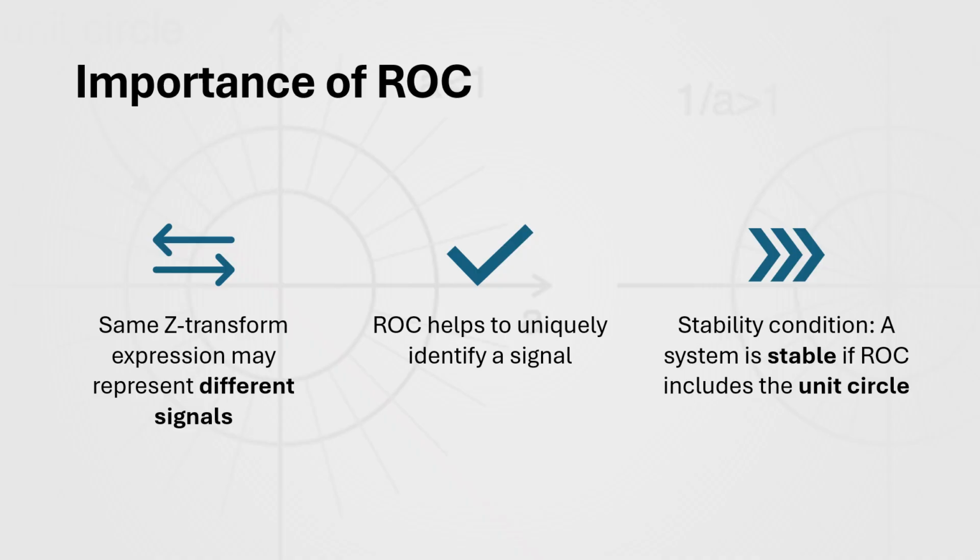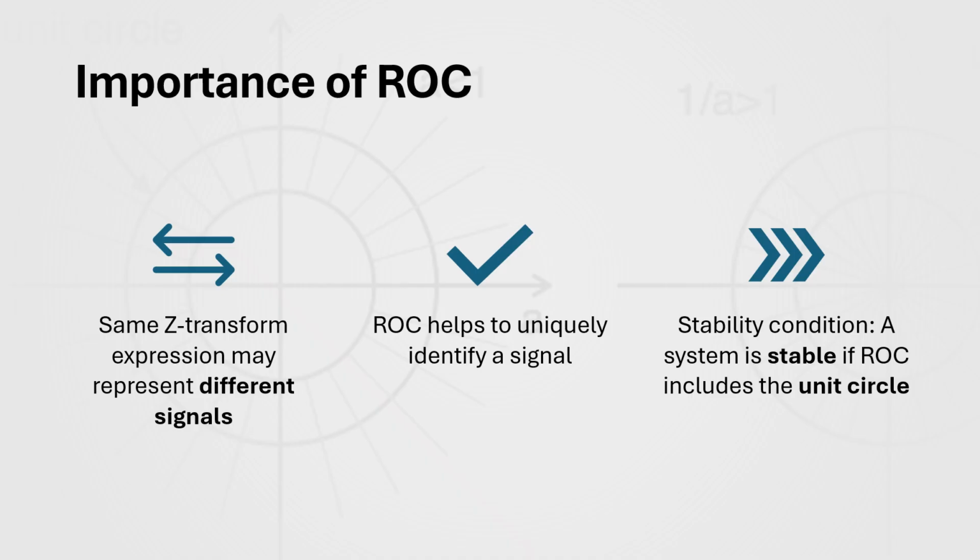Now let's discuss why ROC is so important. First of all, ROC helps us uniquely identify a signal. For example, two signals may have the same Z transform expression, but if their ROCs are different, then the signals themselves are different. Secondly, ROC is used to determine the stability of a system.